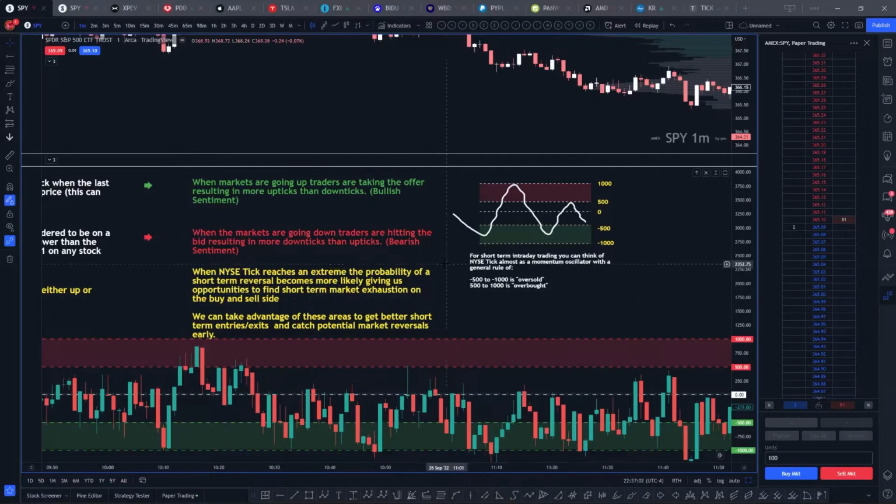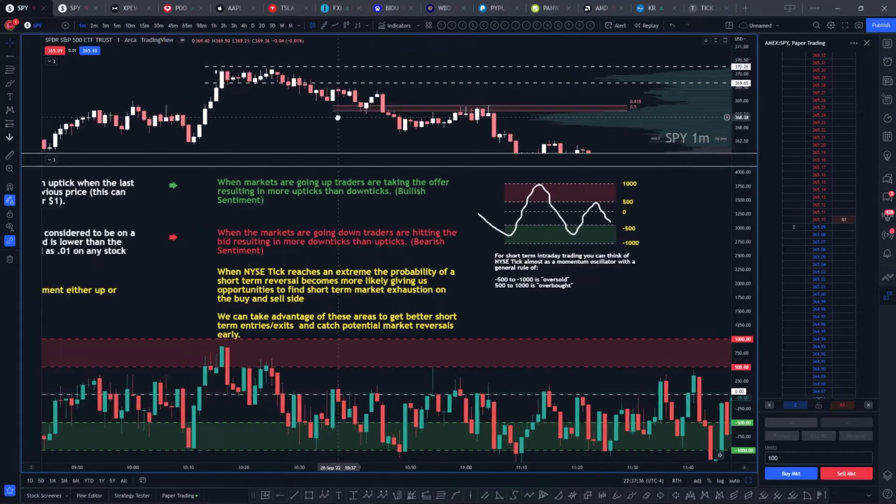We can use this to create a short-term intraday oscillator with our tick by finding the areas that are considered overbought and oversold for our short-term trend moves, right? So when tick reaches an extreme, and in this case we're considering the 500 to 1,000 as our extreme overbought area, whereas negative 500 to negative 1,000 is our extreme oversold area. These are the most likely points for a potential reversal.